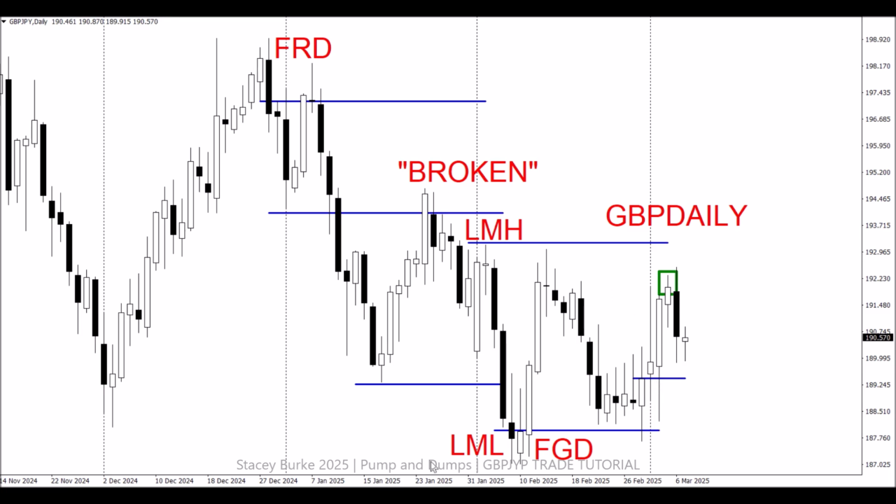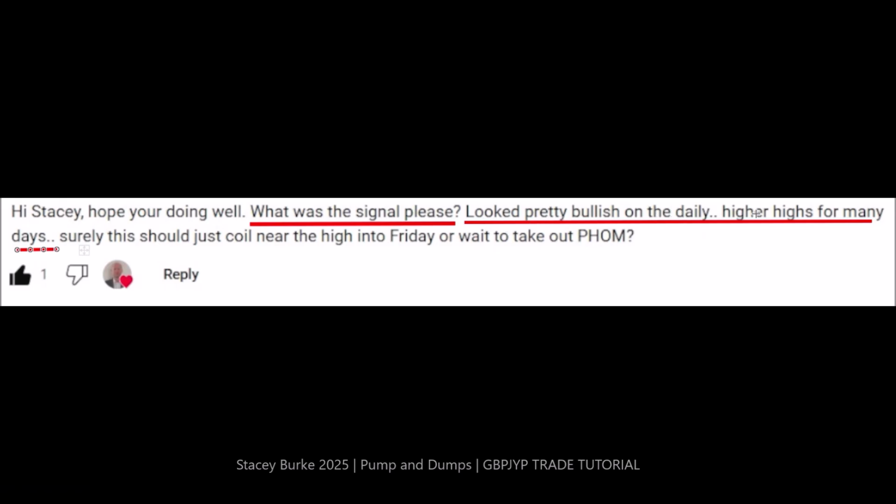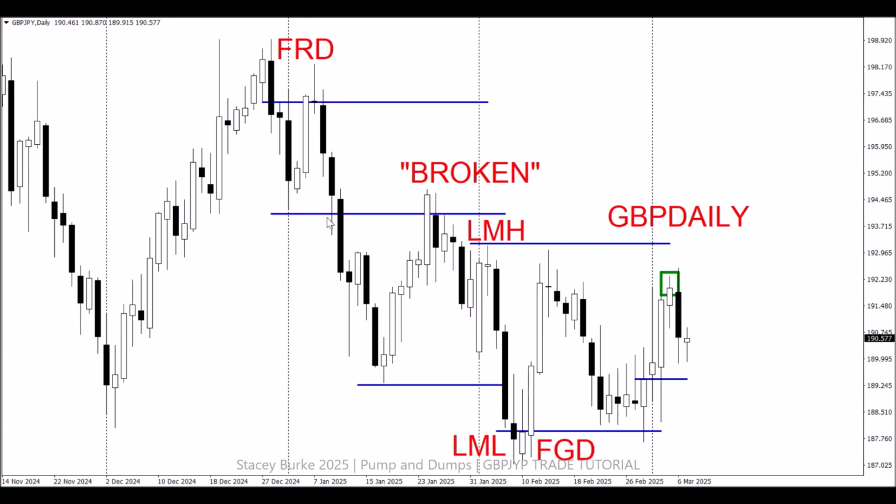But you'll notice, and we'll go back to the original comment, it looked pretty bullish on the daily, higher highs for many days. Now remember, we're in a first red day, and if you just look at this chart conceptually, this is all selling all the way down. This is one large bear candle and a second large bear candle down on our monthly chart, and we closed as a down closing month.